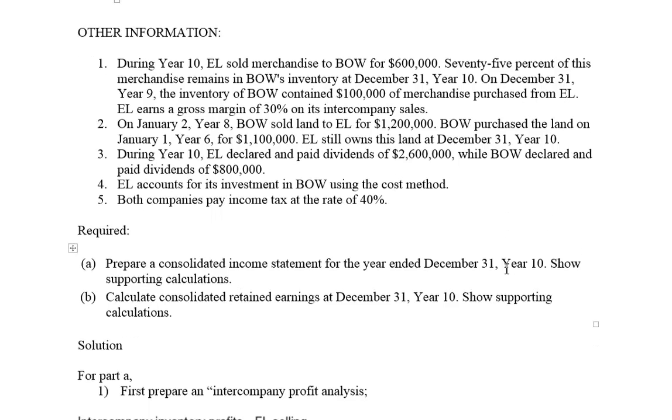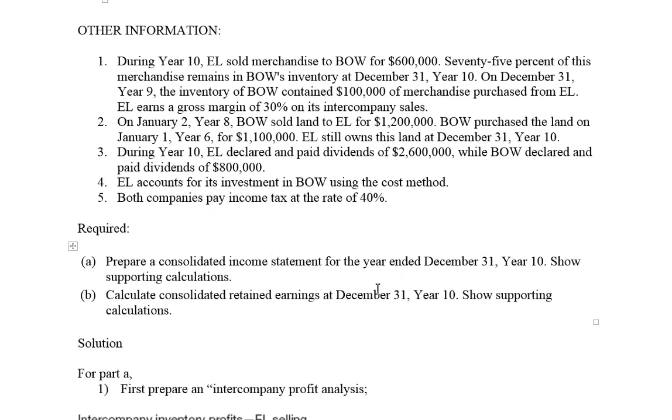So the first thing we're going to do is prepare a consolidated income statement and calculate consolidated income for year 10 and consolidated retained earnings at the end of year 10. And let's show some supporting calculations. I notice sometimes in the assignments, the students just prepare the answer and they don't show me any work. Make sure you show me all your work, because I can't give you partial credit. If it's wrong, you'll get zero, but I want to be able to give you some part marks. So make sure you show supporting calculations. Now, how are we going to approach this?